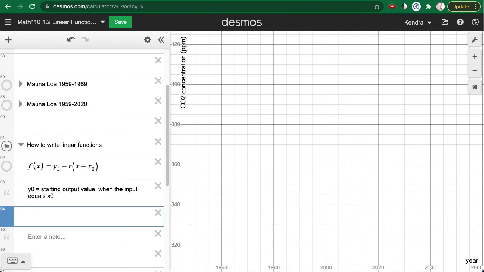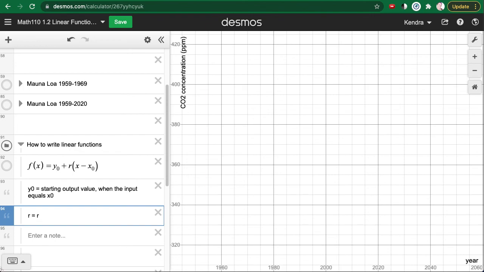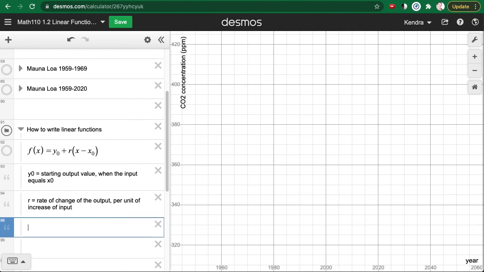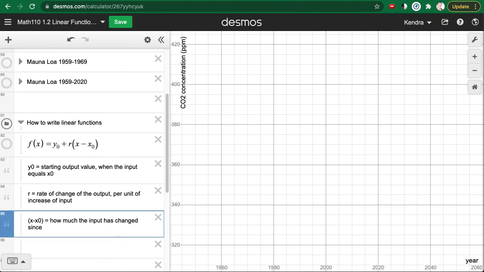And what is the r? R is going to be equal to the rate of change of the output per unit of increase of the input. And then it is important to notice that x minus x0 is how much the input has changed since the starting value.